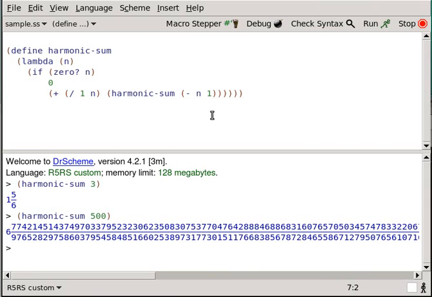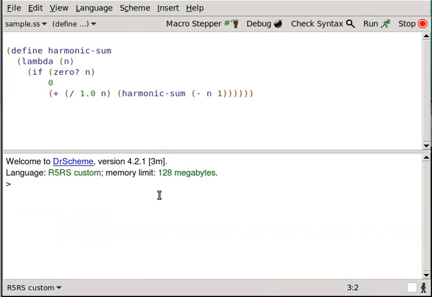But what we can do to make this turn into a decimal point, which is a little bit more human readable, is change this 1 into a 1.0, and that just throws a decimal point into the math equation, which will turn everything else into decimal points. So let's try that again. Harmonic sum of 500. There we go, 6.79. Well, that worked out pretty well.